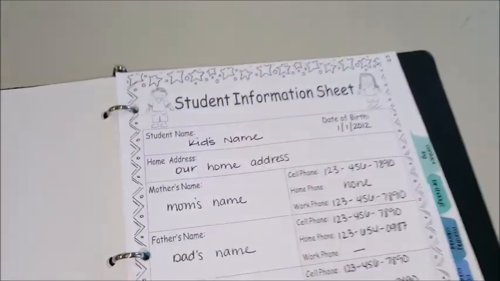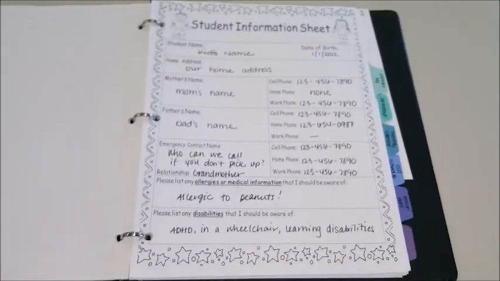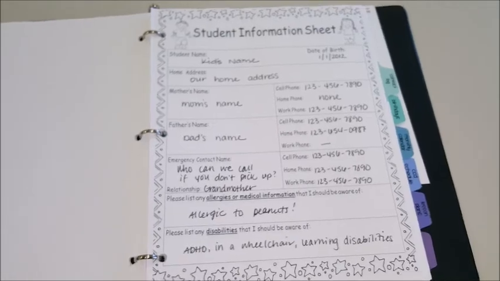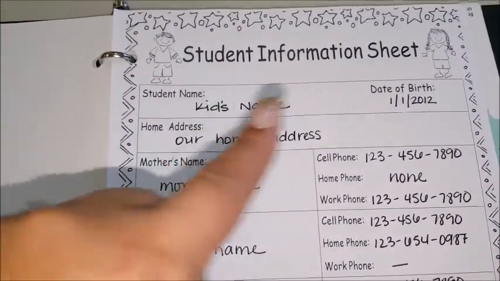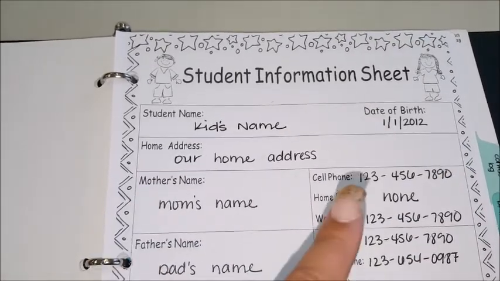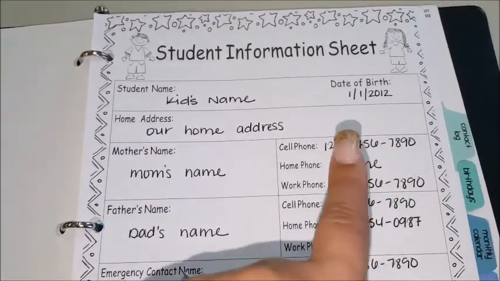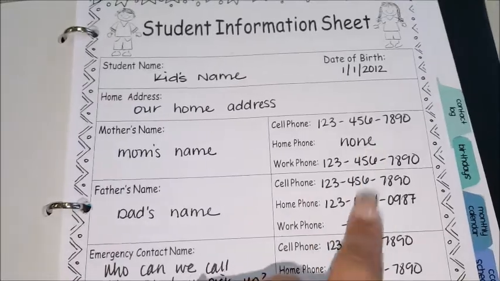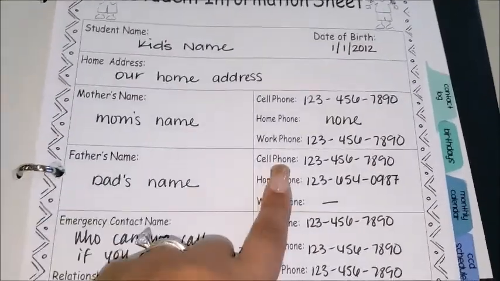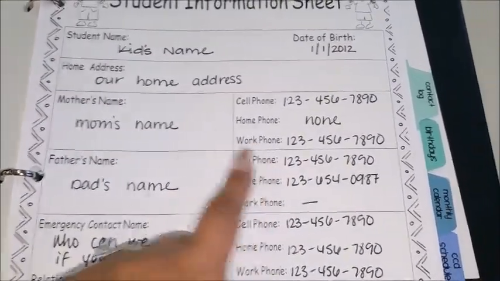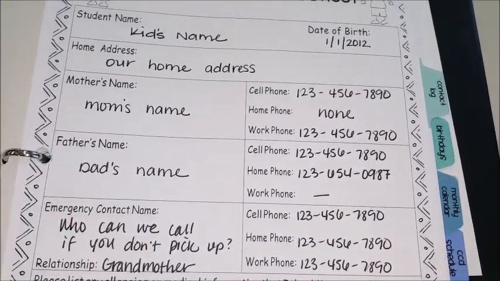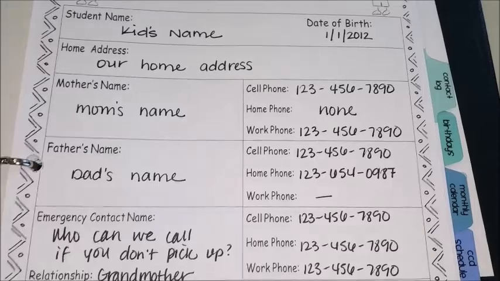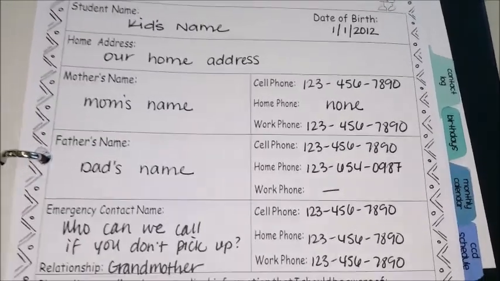The next tab is that student information sheet. So for me, this is emergency information, and this is how the parents fill this out. The kiddo's name, the date of birth, the home address, mom's name with her phone numbers, dad's name and the phone numbers. Somebody once asked me why I ask for work phone numbers, and that's because, for a couple of reasons. Obviously needs to get in contact with you, so I'll call you at whatever number I can find.